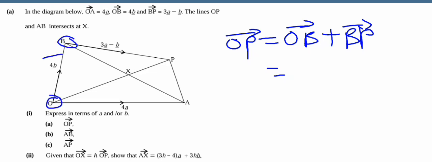So the vector we have is this, which is 4B vector. Then plus, what is our PB vector?